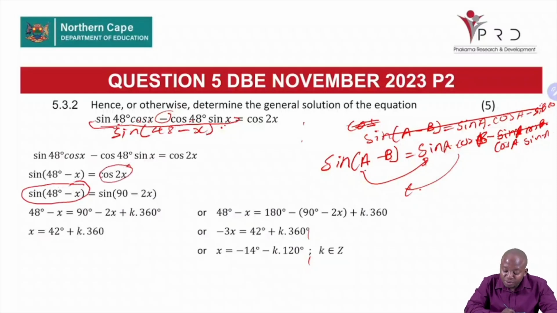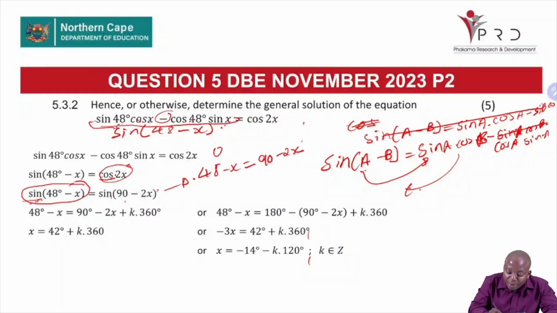It is important to make sure that the functions become the same. So we can change this cos and make it sine. We're using the cofunction: 90 minus 2x is equals to x in this case. We'll say add sine to both sides. We'll have 48 minus x is equals to 90 minus 2x.